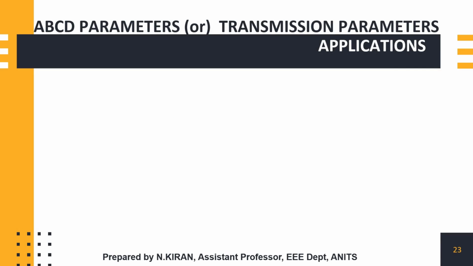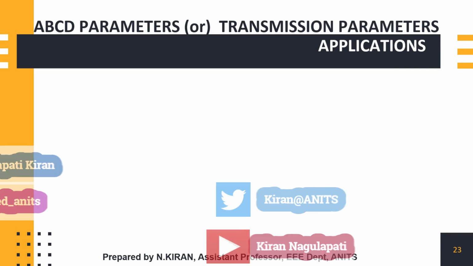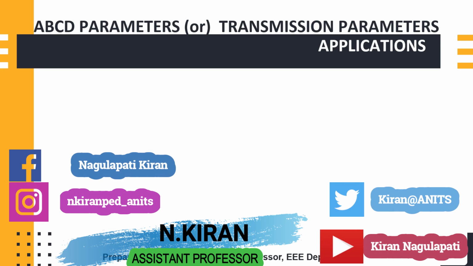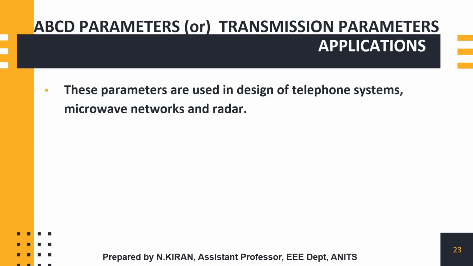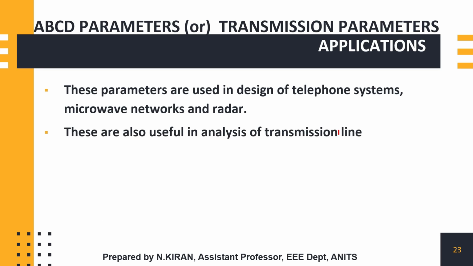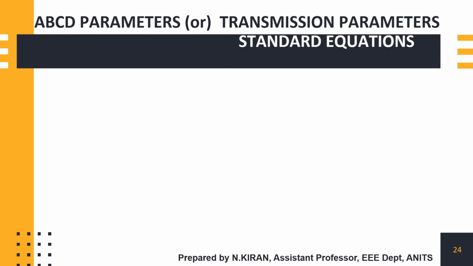So next is the ABCD parameters or transmission parameters. The application of these parameters are generally used in the design of telephone systems, microwave networks as well as radar. These are also useful in the analysis of transmission lines.